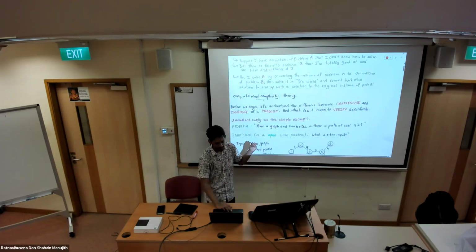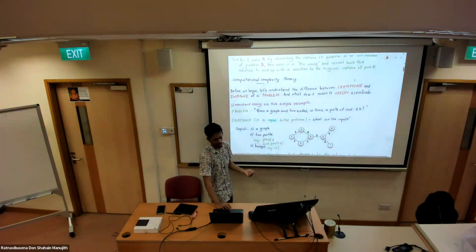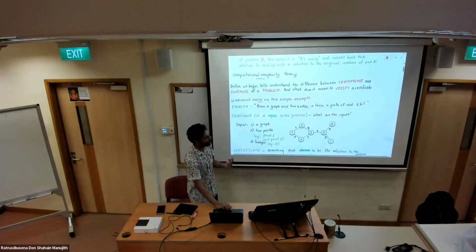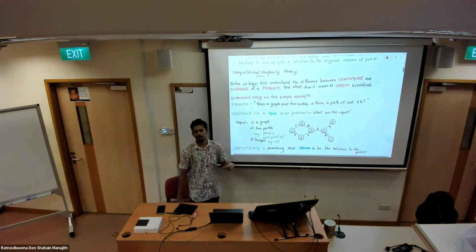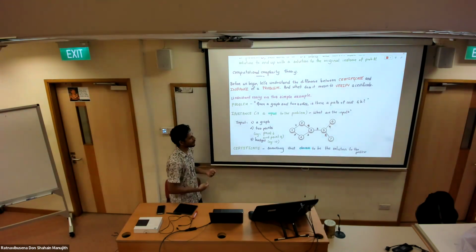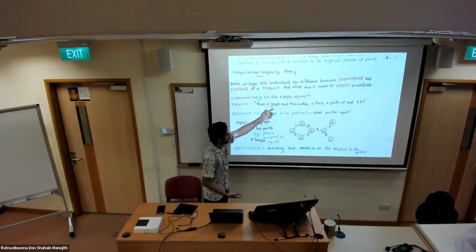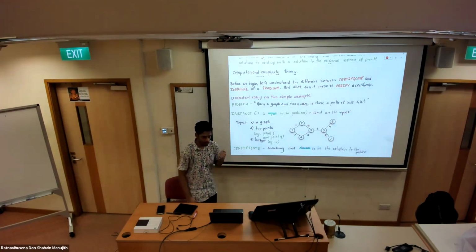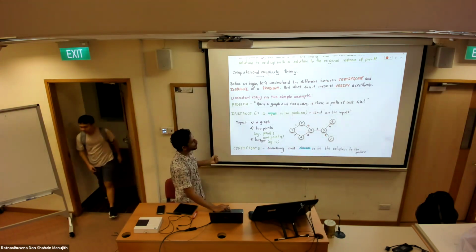So, computational complexity theory. Before we begin, let's understand the difference between a certificate and an instance, and what it means to verify a certificate. Understand it easily with this example. The problem is: given a graph, is there a path of cost at most k? So what's an instance? Instance is the input to the problem. In this case the inputs are the graph, the 2 nodes, and the budget. Those are the 3 inputs. So we want to find: is there a path of cost at most k?